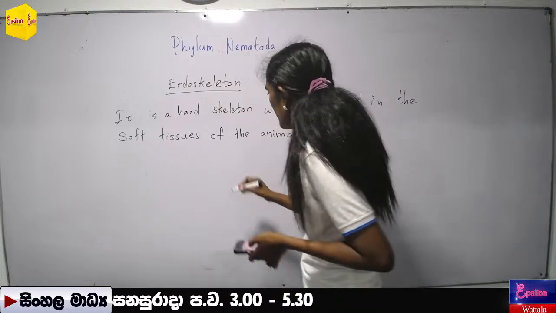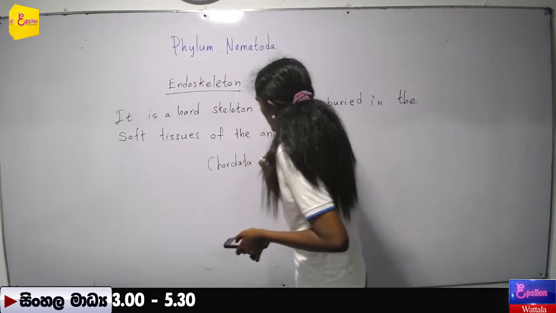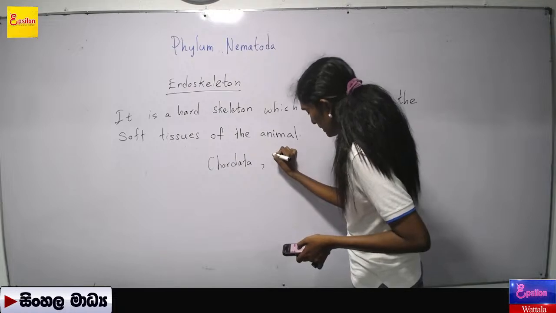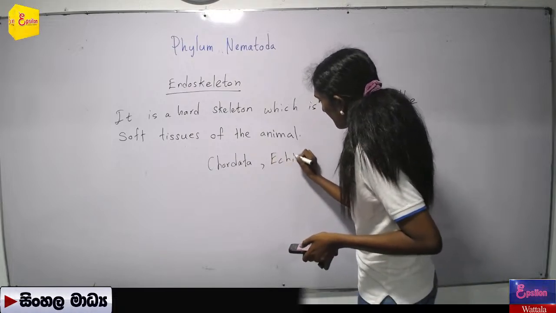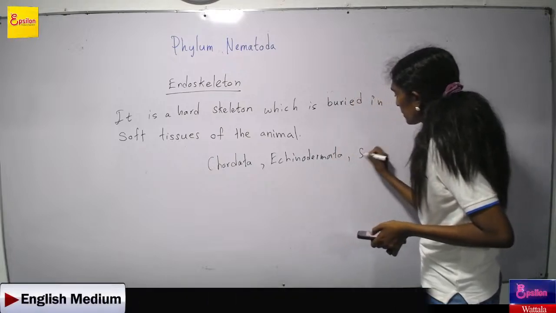Alright, then I write Chordata. You can use a special color to write this. This is kind of a summary. Chordata, Echinodermata, and some mollusks.